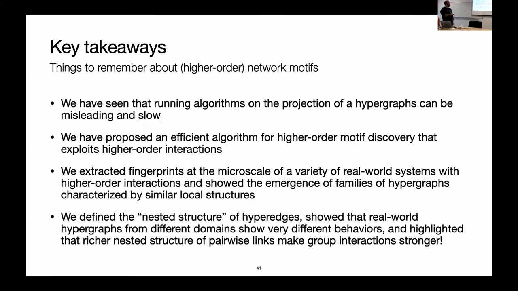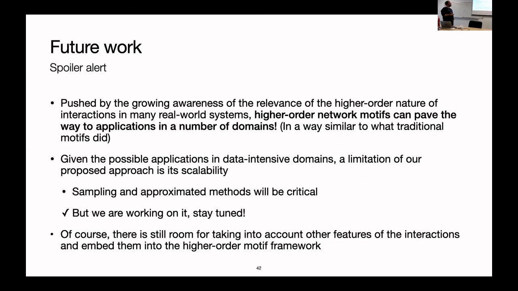And also we highlighted that a richer nested structure of pairwise links makes group interaction stronger. So, the structural reinforcement notion. So what's going to happen in the future? My idea is that higher order network motifs can pave the way for a number of applications, because network motifs in general were really important for applications. So probably when considering hypergraphs, for example, in fields like biology, neuroscience or sociology, this can be a nice tool to understand the local structure, or the microscale, of those networks.